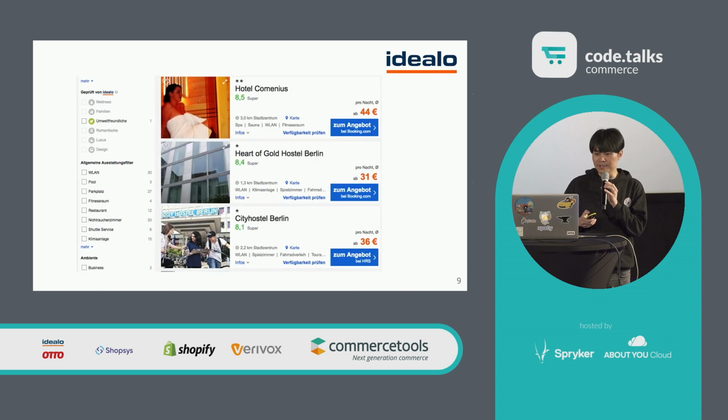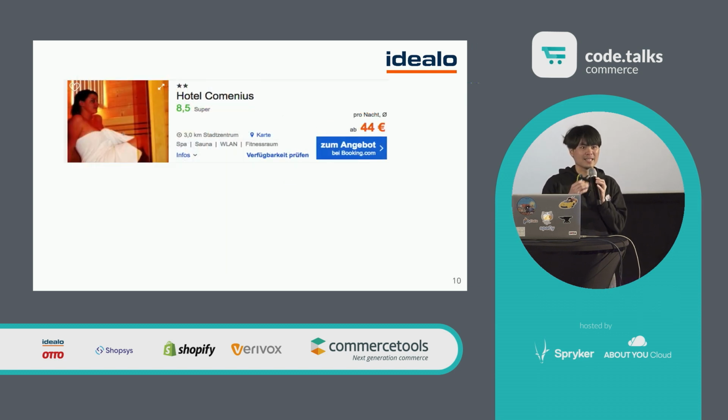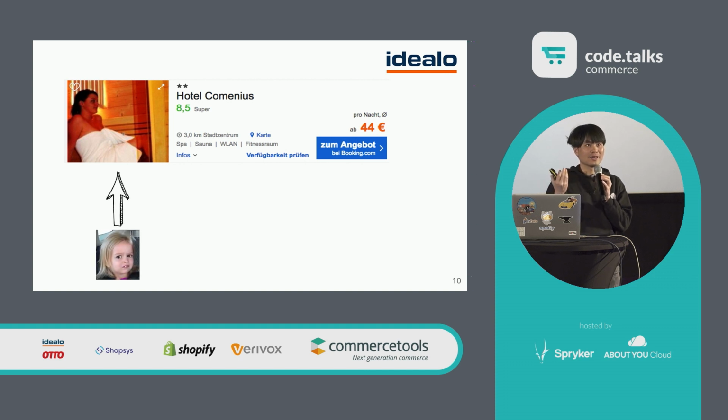The problem, though, is when you go on our website, let's say in this example here, you see these kinds of listings. If we look closer at one of the listings, it doesn't really look nice, right? Why do you have a woman in a sauna as the first listing? It is not really welcoming if you think about this.